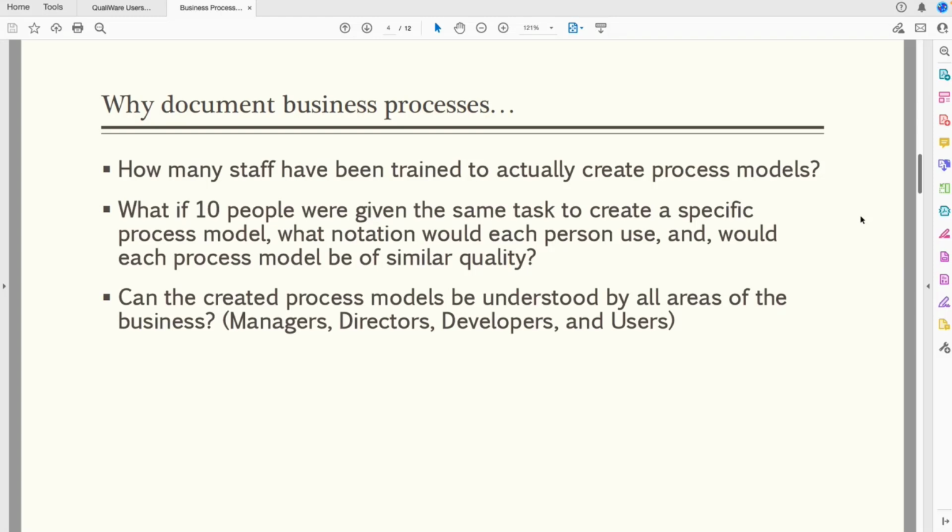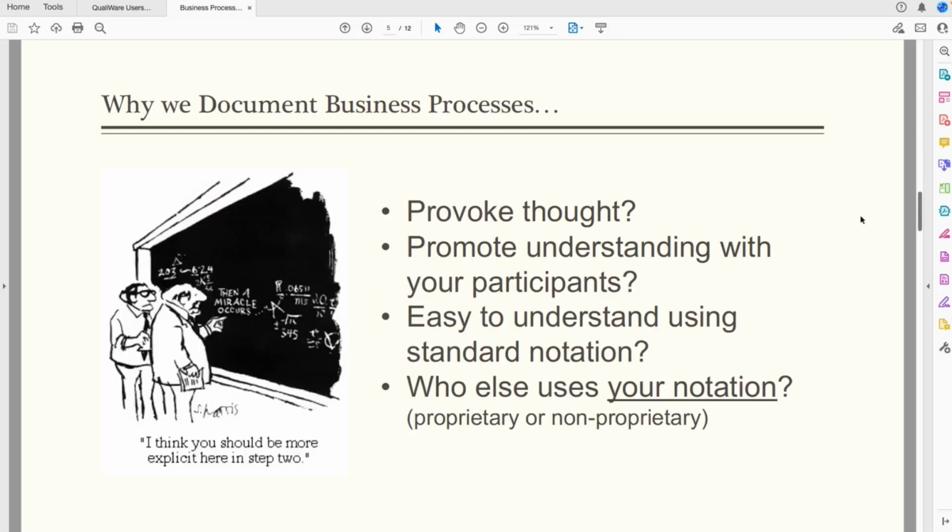Let's go to the next slide. A standard comic from many years ago. I think you should be more explicit here in step 2, where the guy's pointing, then a miracle occurs.